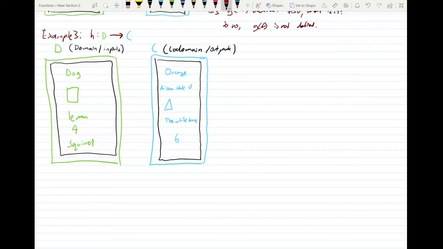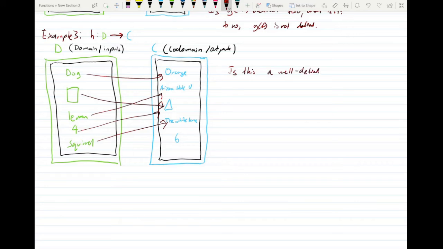I'm going to send dog to orange. I'm going to send lemon to Arizona State University. We're going to send 4 to triangle. We're going to send squirrel to the White House. All right, first question. Is this a well-defined function? All right, the correct answer is yes, it is a well-defined function because every input, once again, has an output, and it's a unique output. No input goes to two different ones. Okay.